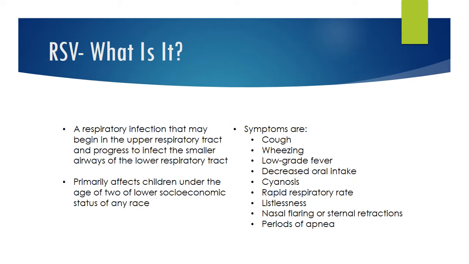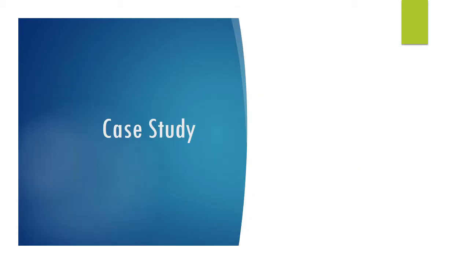Initial presentation is a cough, wheezing, low-grade fever for 1 to 3 days, and decreased oral intake. Severe symptoms would be cyanosis, rapid respiratory rate, listlessness, nasal flaring, sternal retractions, and periods of apnea. These symptoms require immediate medical attention. RSV primarily affects children under the age of 2 of low socioeconomic status of any race. Now that you have some basic knowledge of RSV, let's move on to our case study and interventions.